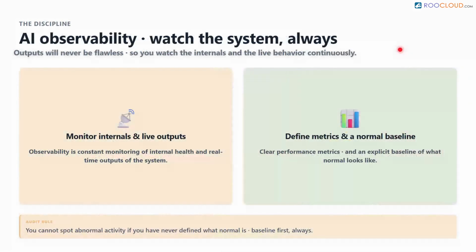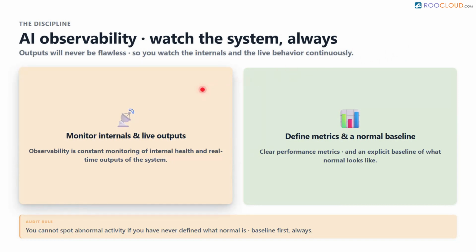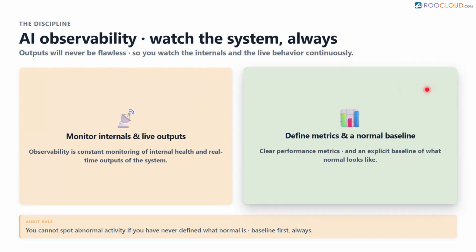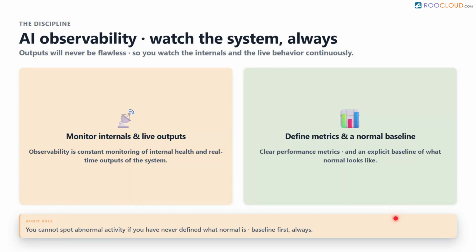Because we know the outputs will never be flawless, we must rely on a practice called artificial intelligence observability. Observability simply means constantly monitoring the internal health and real-time outputs of the system. To do this effectively, a company must define clear performance metrics and establish a baseline of what normal behavior looks like. You cannot spot abnormal activity if you have not defined what normal is.